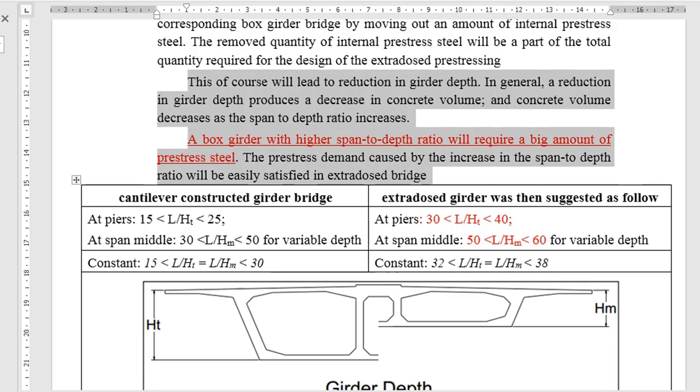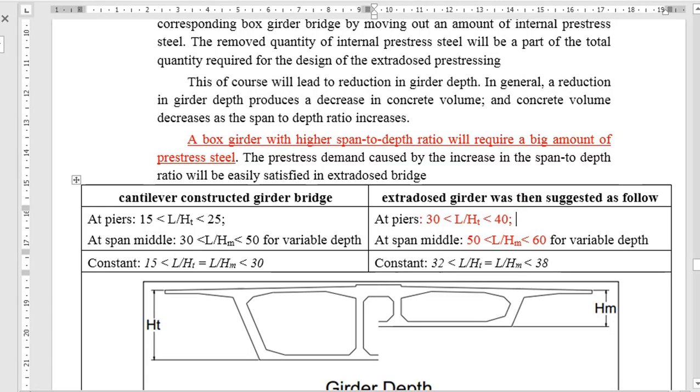In general, a reduction in girder depth produces a decrease in concrete volume. And concrete volume decreases as the span-to-depth ratio increases. A box girder with higher span-to-depth ratio will require a big amount of pre-stressed steel. The pre-stress demand caused by the increase in the span-to-depth ratio will be easily satisfied in extradosed bridge.